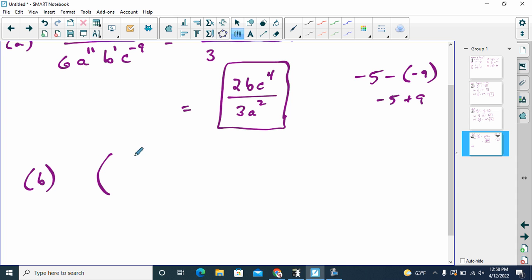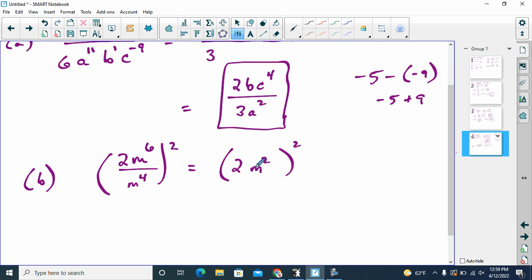Part B, last one. Let's do 2m to the 6th divided by m to the 4th, all to the 2nd. The first thing I can do is divide. So I've got 2 divided by 1, that's 2. M to the 6th divided by m to the 4th, 6 minus 4 is 2. When I divide, I subtract exponents. That 2 just stays on the outside here.